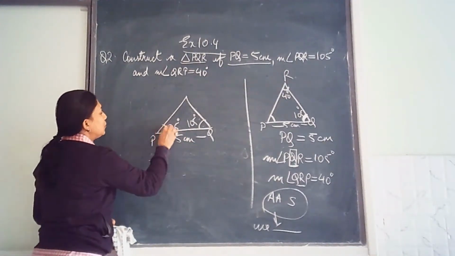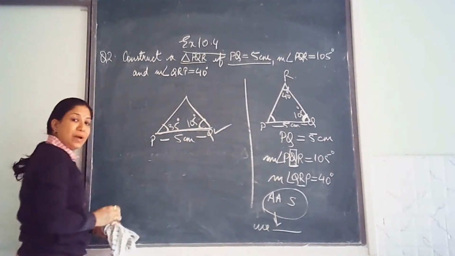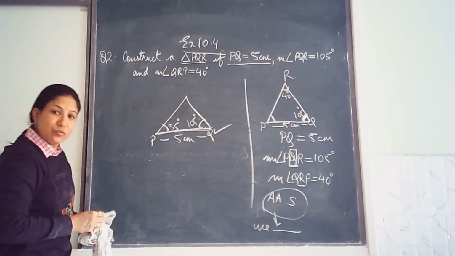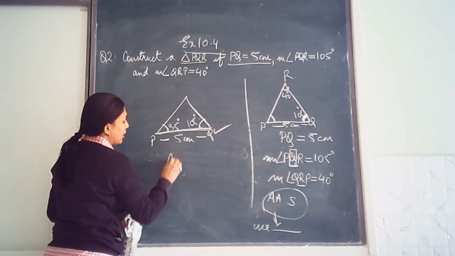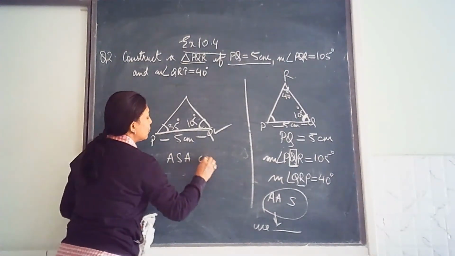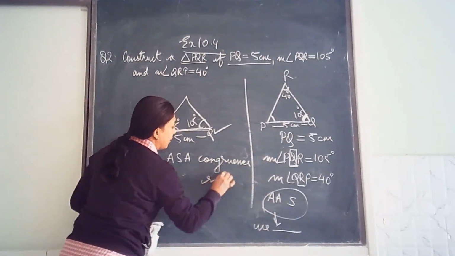Now see, two angles and they are including the side. So by which congruence criteria can we now construct a triangle? We can construct by applying the angle side angle congruence criteria. Understood? This is the rough work.